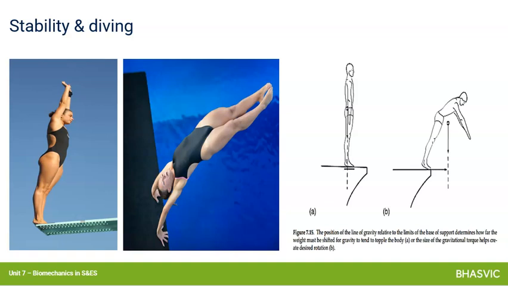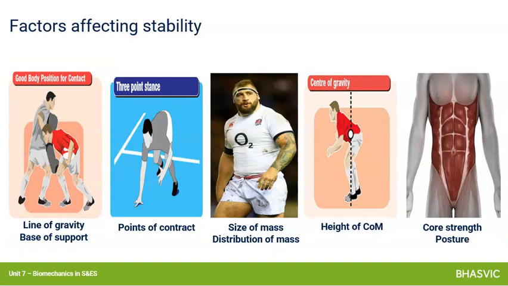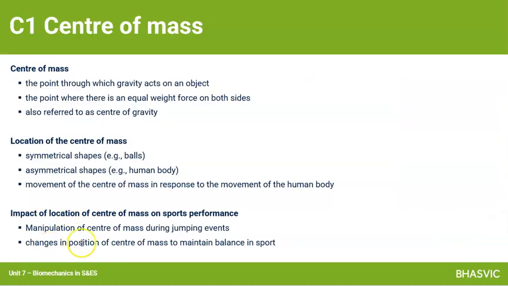But other examples are about creating stability and all the ways in which we try to remain stable. So this little section really accounted for how we manipulate centre of mass. We change the position of the centre of mass to maintain balance and stability in sport, or to use it to create angular motion.